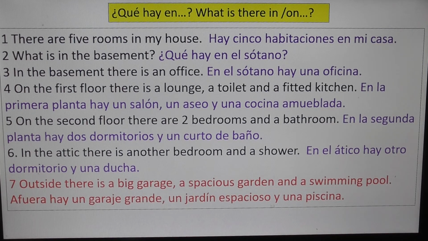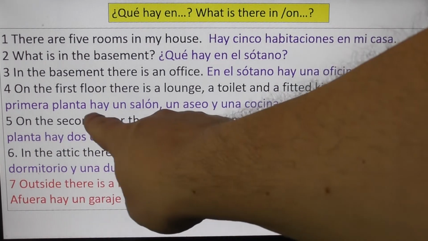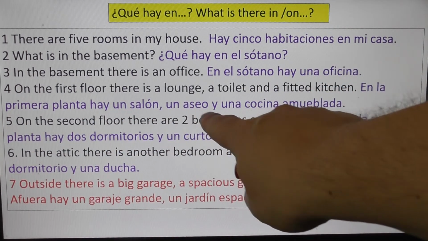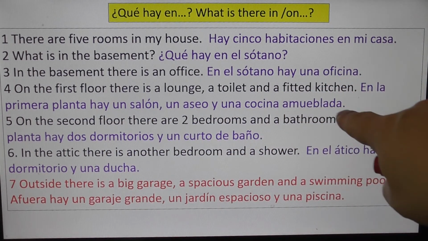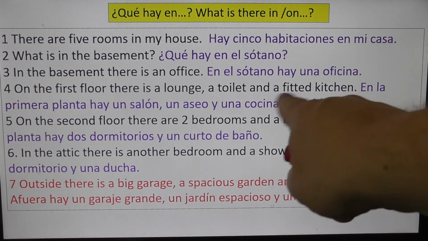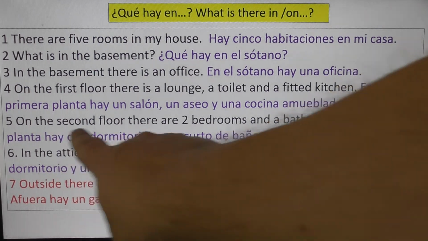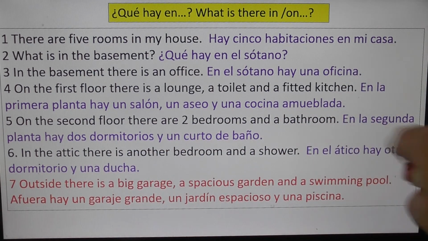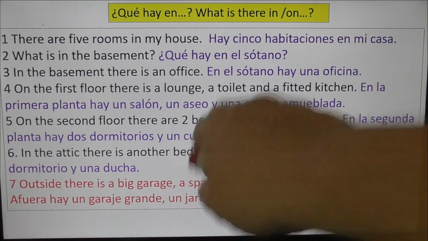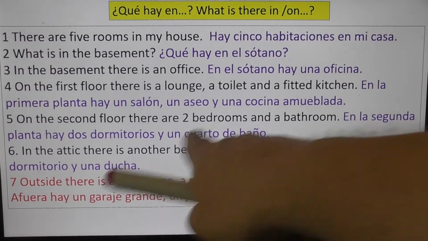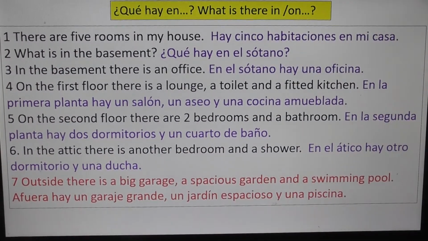Number 4. On the first floor there is a lounge, a toilet and a fitted kitchen. En la primera planta hay un salón, un aseo y una cocina amueblada. Remember, this comes from the noun mueble, muebles, which means furniture. 5. On the second floor there are 2 bedrooms and a bathroom. En la segunda planta hay 2 dormitorios y un cuarto de baño. Whoops, spelling mistake. Who says spelling mistake? I don't see a spelling mistake there anywhere. Un cuarto de baño. Perfect.